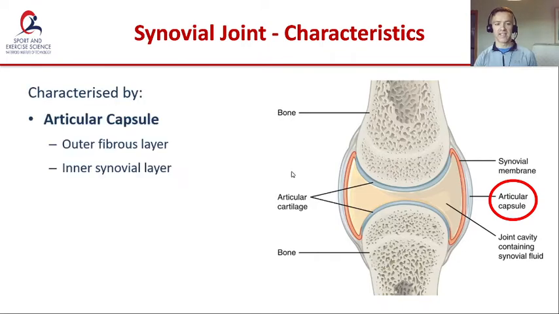So one of the things that characterize a synovial joint is the fact that there's an articular capsule. This is the capsule here that encapsulates, or surrounds, the synovial joints. The articular capsule encapsulates the joint, it seals it off from the outside, it makes it a closed unit, if you will, and that is one of the unique characteristics.